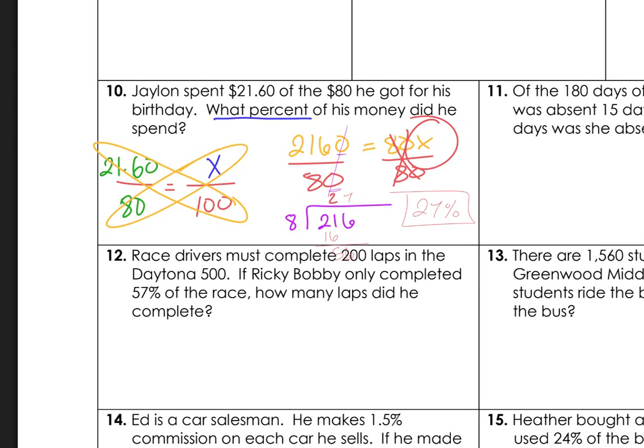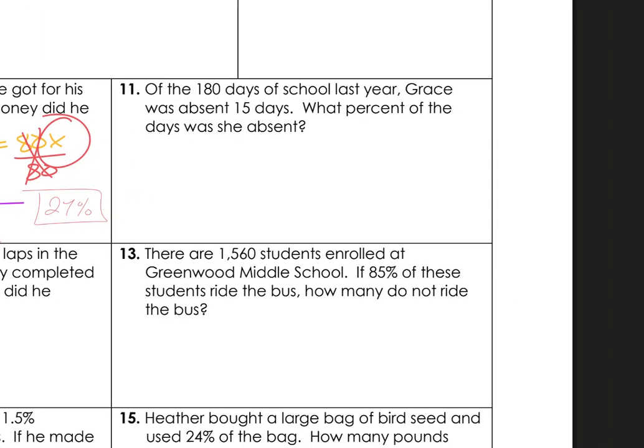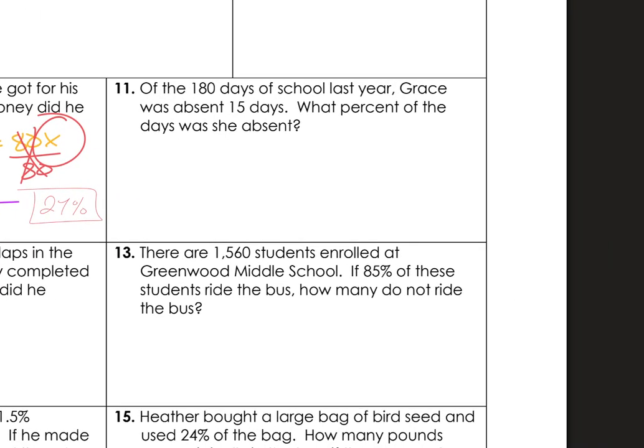Again, you might have looked at that and said, I can figure that out. And if you can, cool, go for it, all right? Let's slide over to number 11. Of the 180 days of school last year, Grace was absent 15. What percent of the days was she absent? Well, let's see. I'll bet 15 was only part of the days she was gone out of the school year, which was 180 days. And again, what percent means we're going to put an x for the percent part.